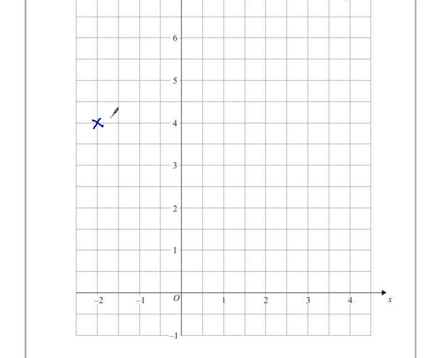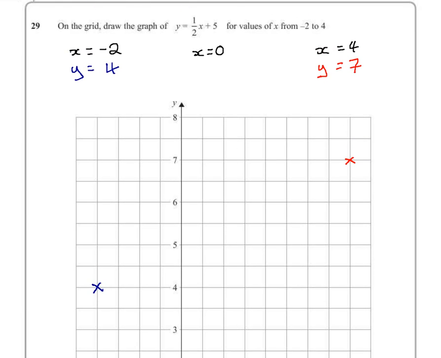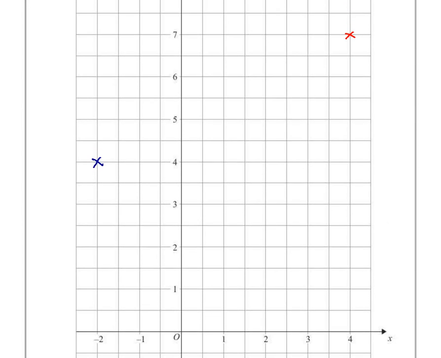Now those 2 points should be all you need to draw a line, but just as a check, do work out a third point just to make sure that you haven't made a mistake anywhere. If x is 0, half of 0 is nothing, so y must equal 5. If we put a small cross on this third point, x is 0, y is 5, we should see that all 3 crosses are in a perfect straight line, therefore we pretty much can be sure that we've got it right.